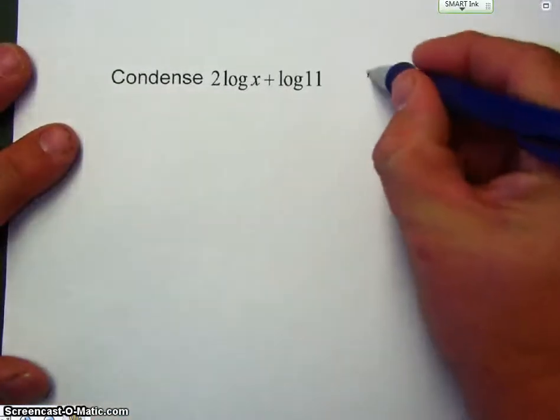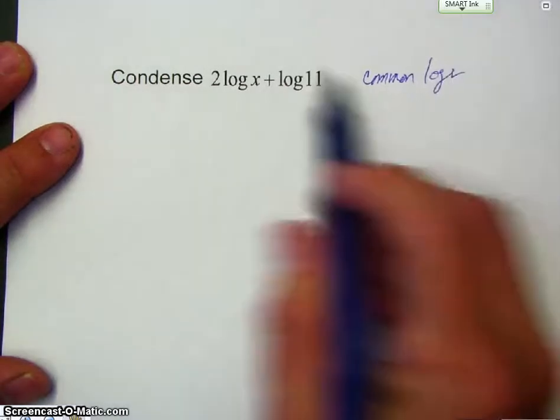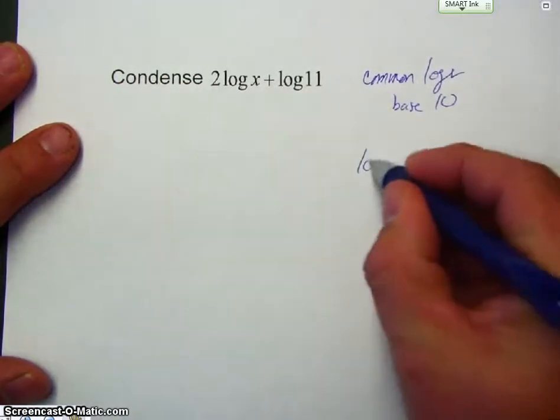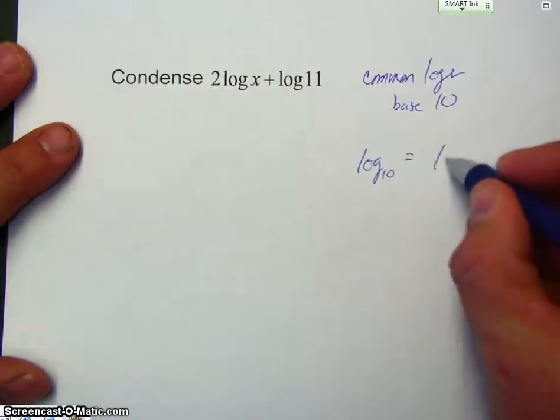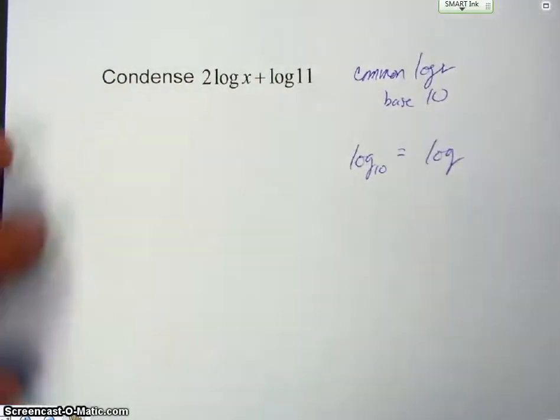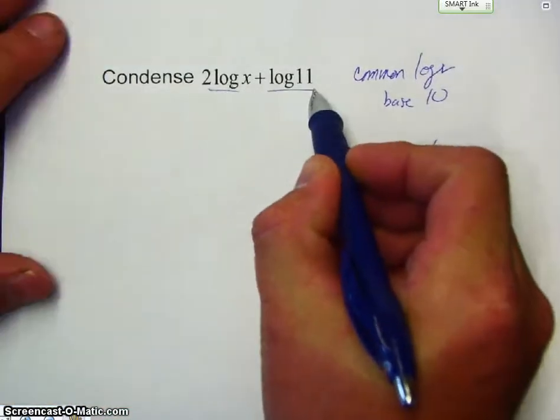Alright, now these are common logarithms. Now why are these common logs? Because they are base 10. So in other words, we have a log of base 10, but we can just write it as just log. Alright, and we talked about this earlier as well. So here I have 2 logs. I want to condense it down to a single logarithm.